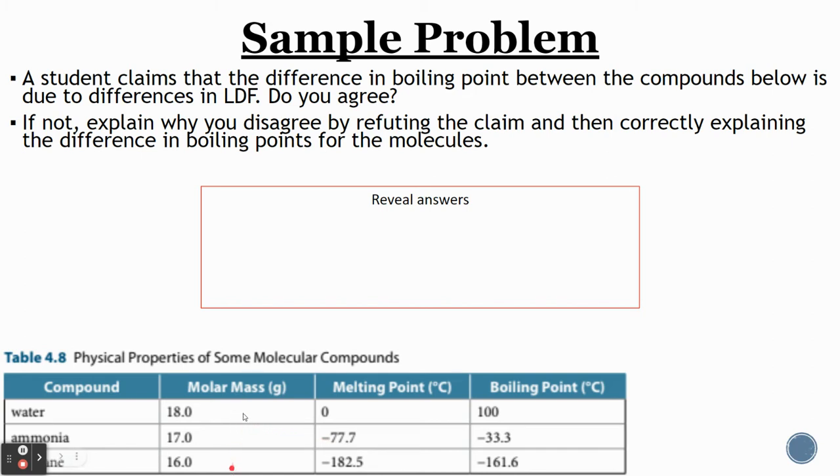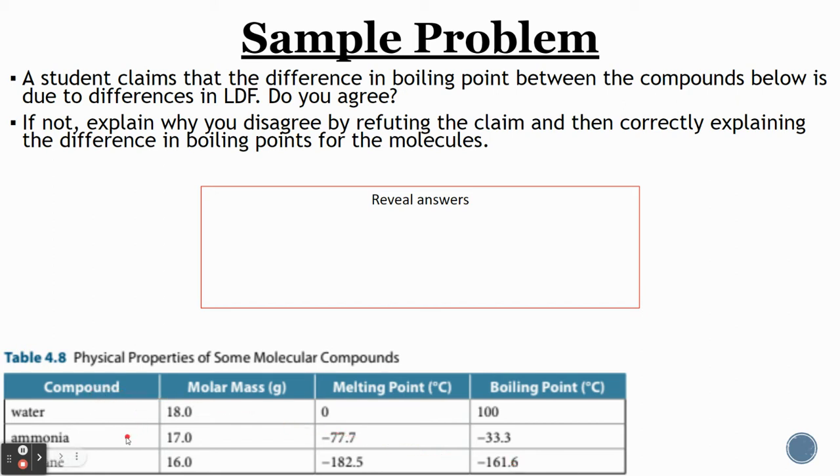Their masses are not very different. So there might be a little bit more LDF in water compared to ammonia compared to methane, but not much more. So I don't think these differences can be explained by the LDF only. It just doesn't make as much sense because they're not very different in terms of masses. So you'll notice that, for example, methane has a very, very low boiling point compared to the other two. And so methane, remember, is CH4. Methane is non-polar. So that means it can only do LDF.